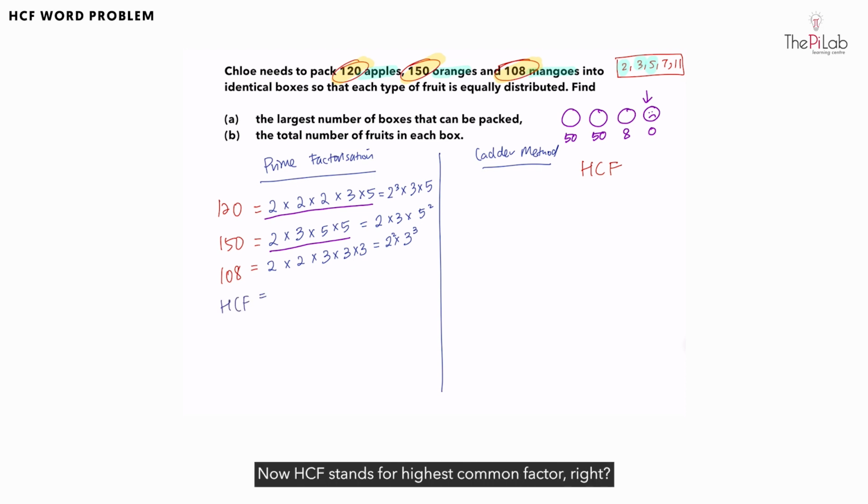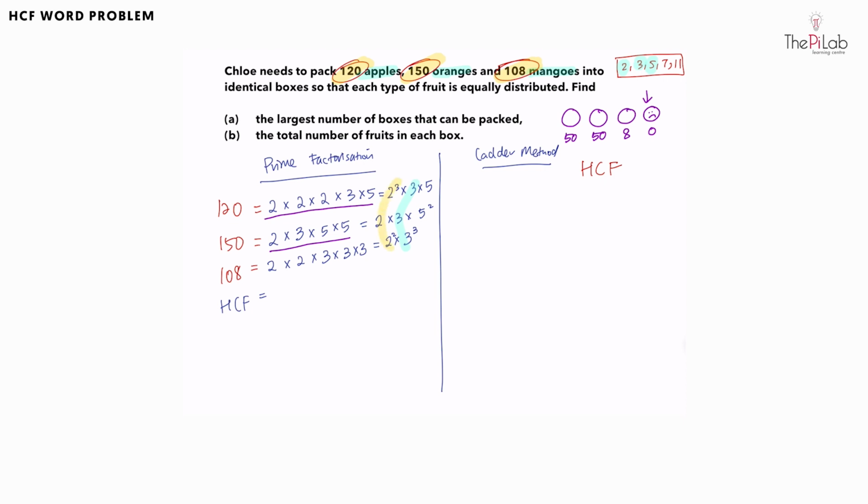Now HCF stands for highest common factor, right? So we are only going to look at the numbers that are common. Now what are the numbers that are common? These are the 3s and the 2s. Now the 5s are not common because 108 does not have a 5.